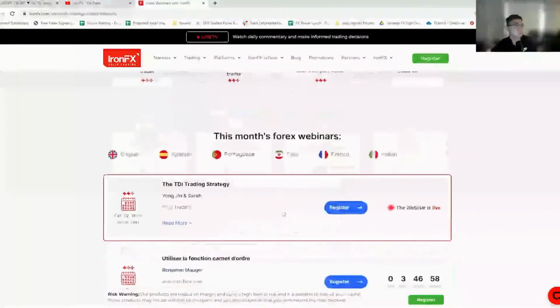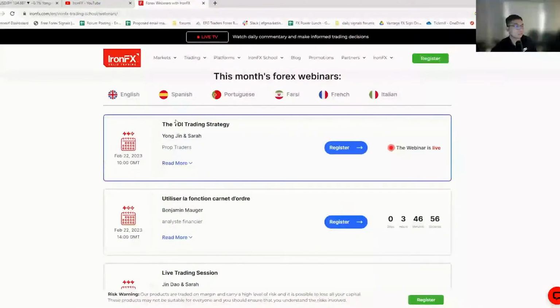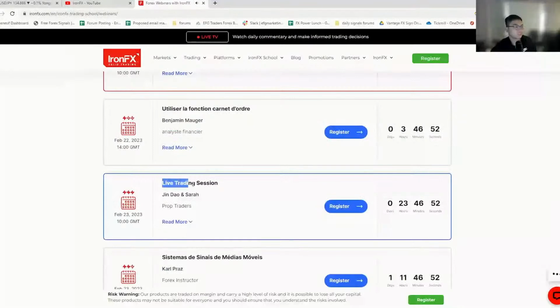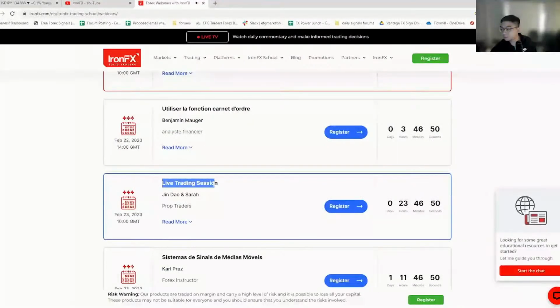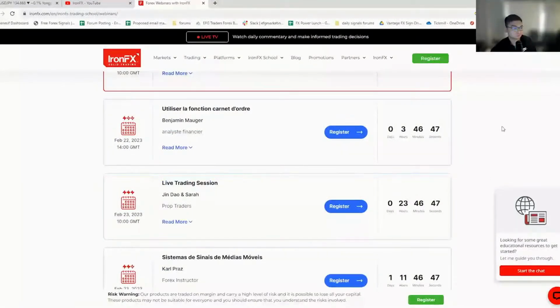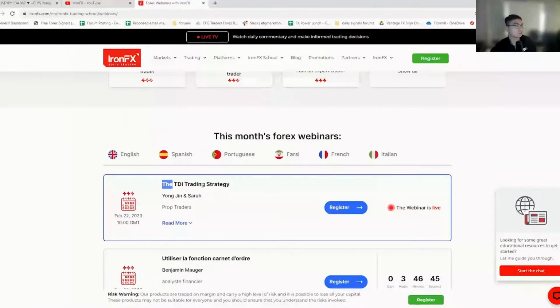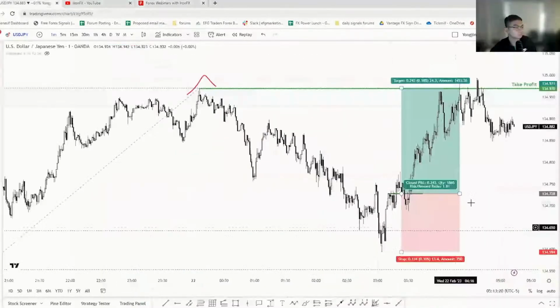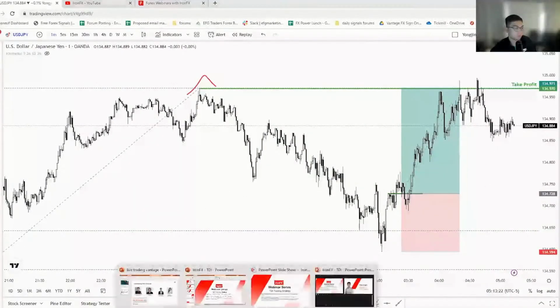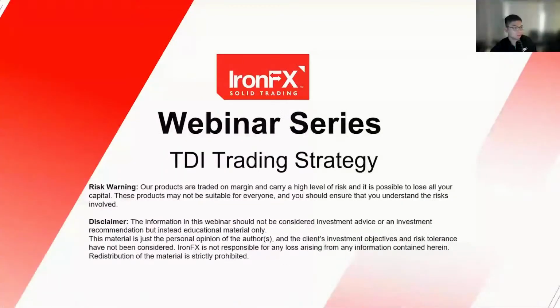On this page, you can notice that we have the TDI trading strategy right here. The next one is a live trading strategy on February 23rd, which is tomorrow. So today, I'll be going through the TDI trading strategy. Without further ado, let us begin. Wait, let me clear things out.